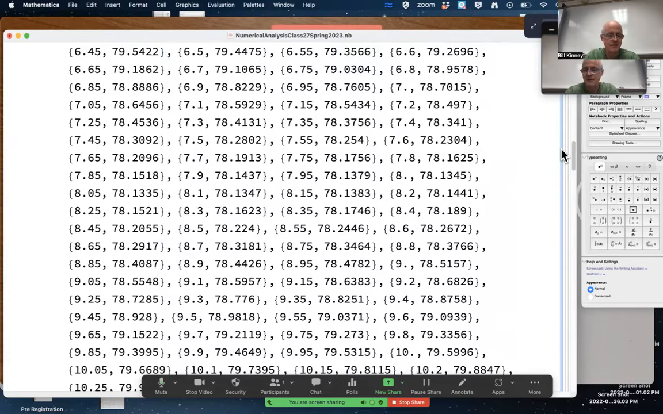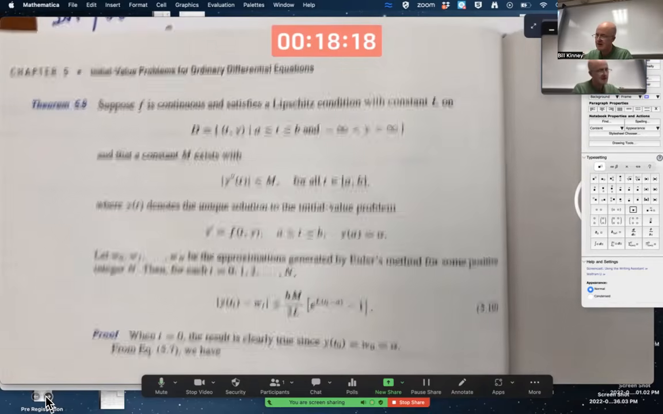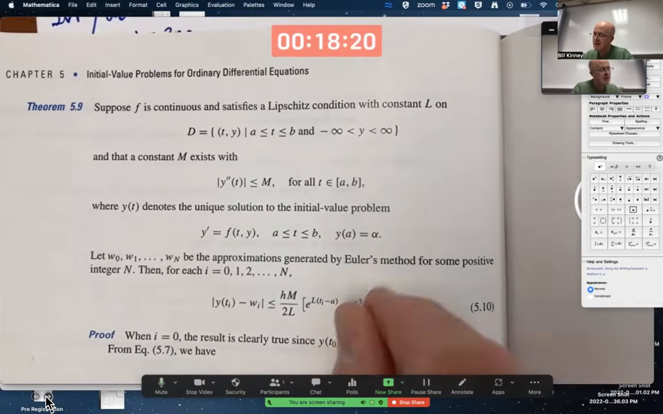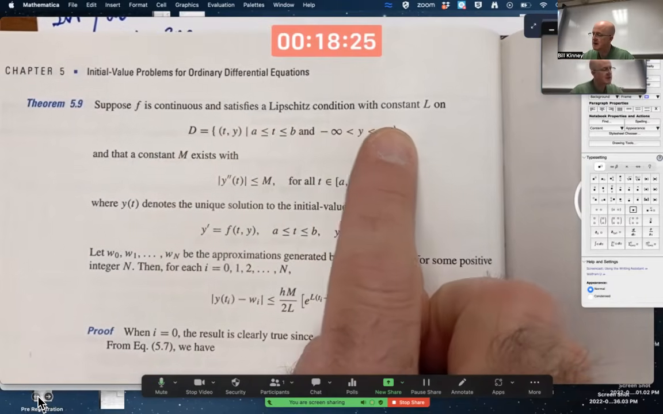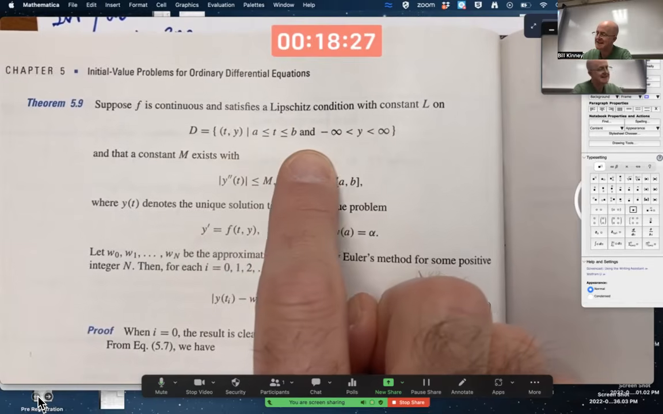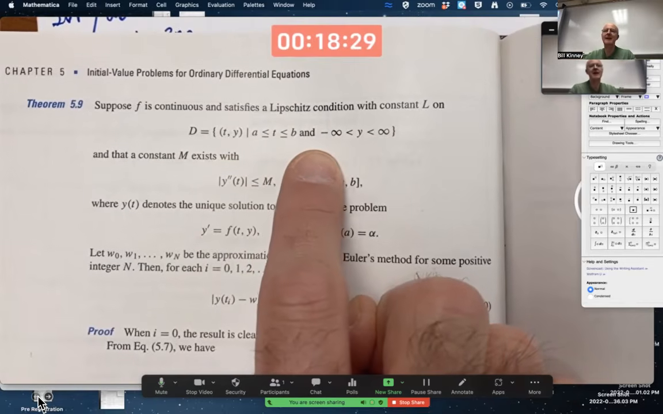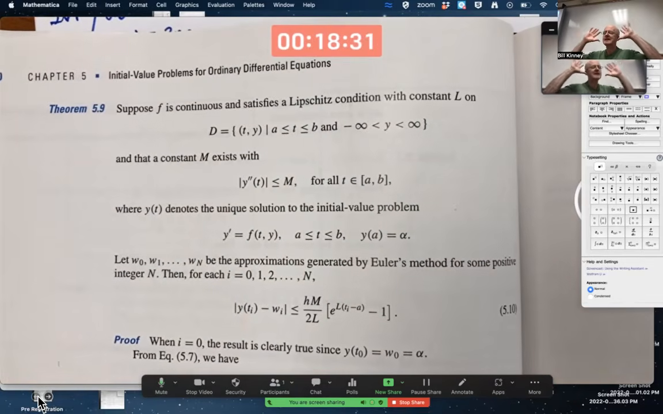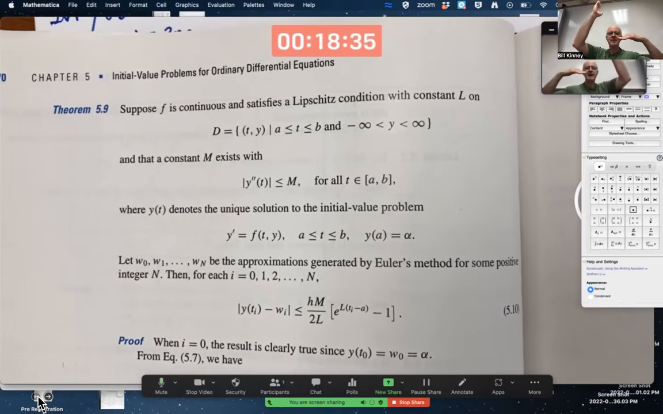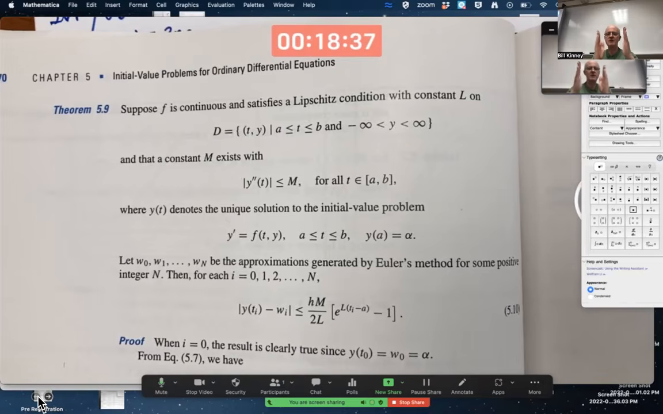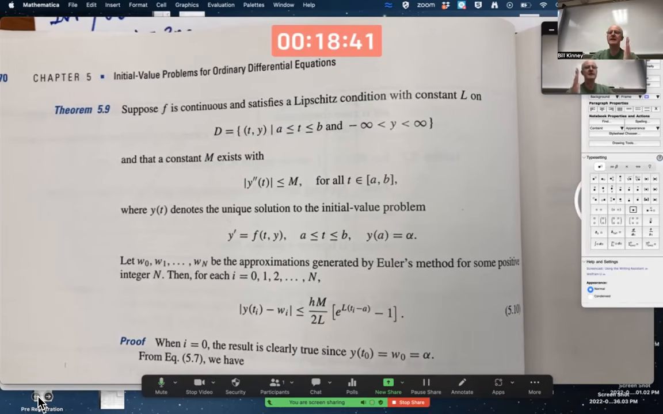Let's look at the error-bound theorem now. So kind of a long theorem. Suppose f is continuous and satisfies the Lipschitz condition with constant L on a domain like this. What is this kind of domain? Think geometrically. Imagine a t-axis going this way and a y-axis going this way. t varies over some finite interval from a to b. y possibly varies from negative infinity to infinity. This would be what you call an infinite vertical strip.